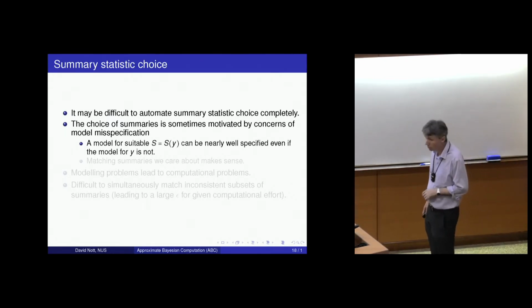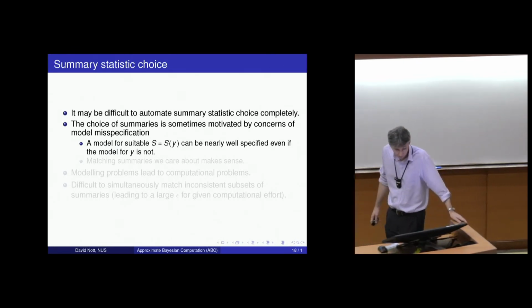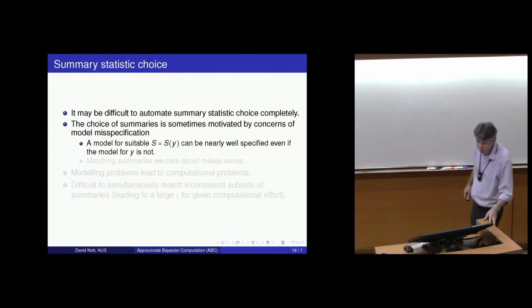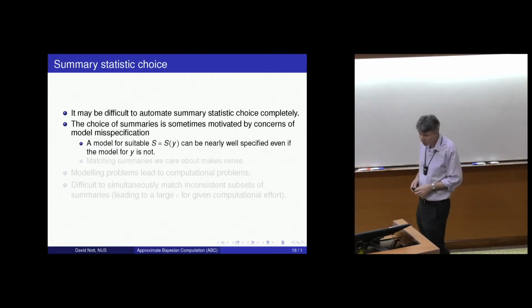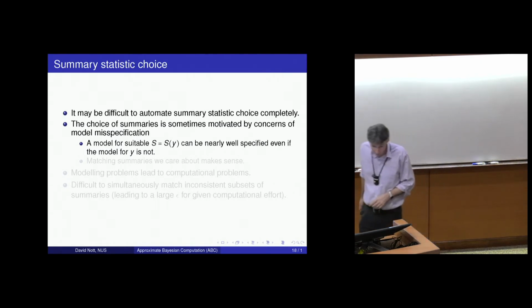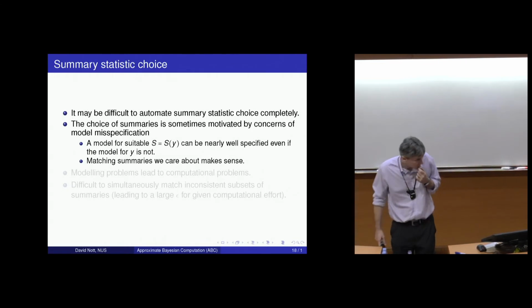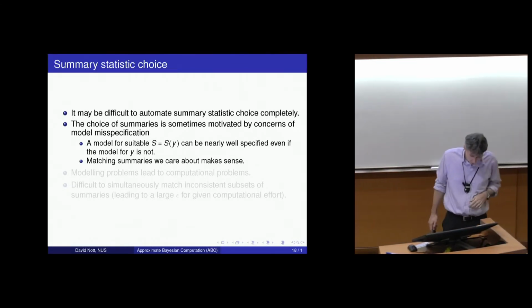I think I mentioned before that ABC, in a sense, is quite nice for dealing with possibly misspecified models. Even if your model for the full data Y is not correctly specified, a model for summary statistics sometimes can be nearly well specified, if you look at the implied model for the summary statistics from the full data model. And in a given application, matching summaries you care about makes sense, depending on what you're going to use the model for.